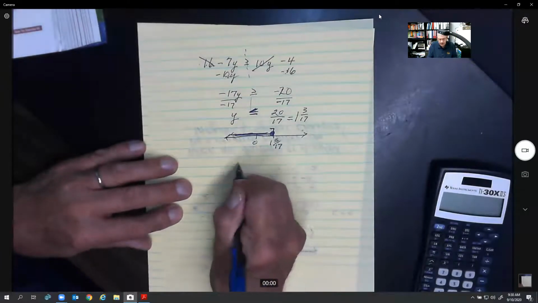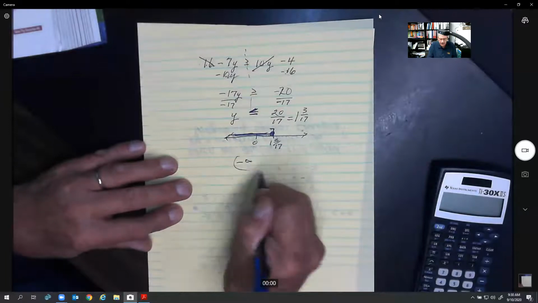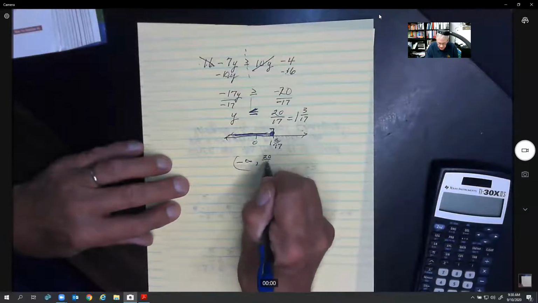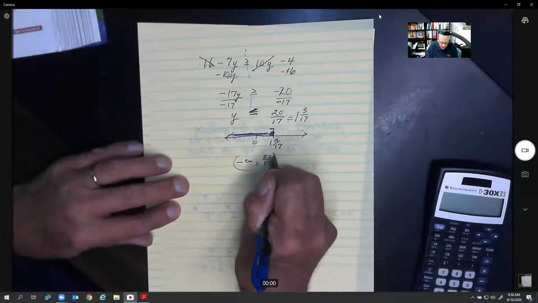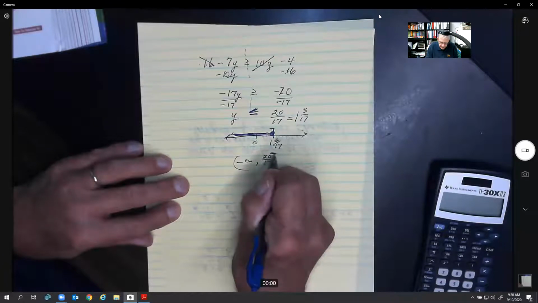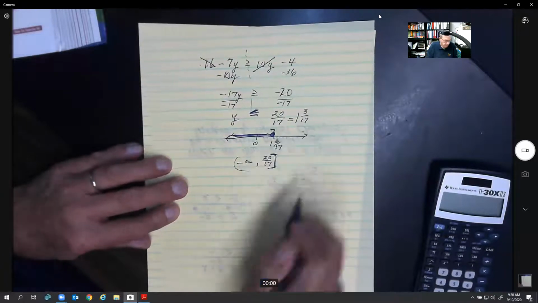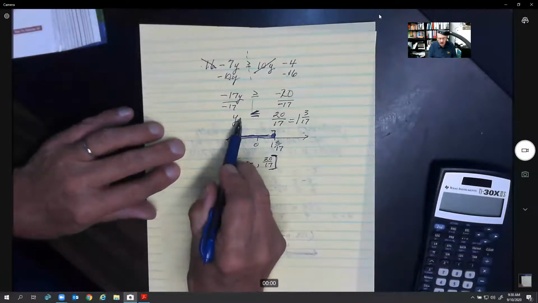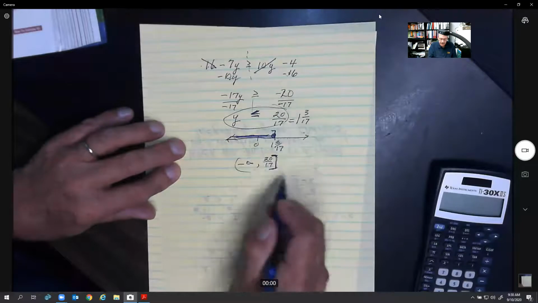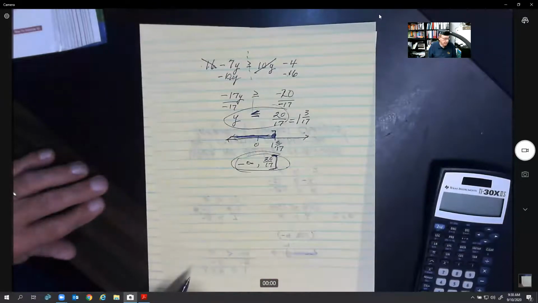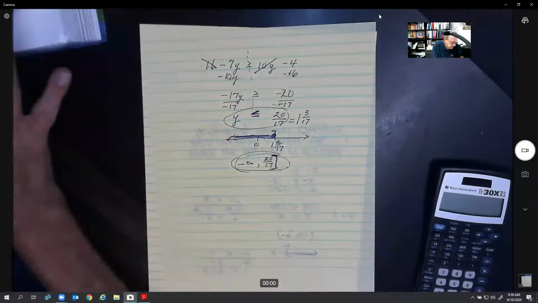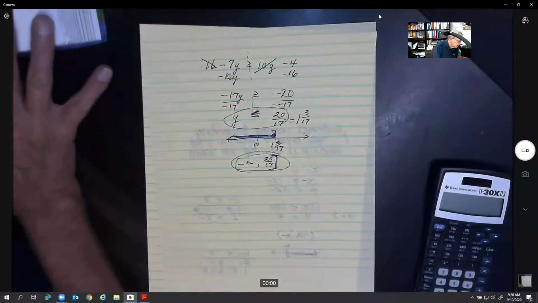And if I write it in interval notation, it starts at negative infinity, and that's it. I'm just going to write 20/17 like that. And does it end exactly there? Yes. So this is solid like that. So this is set notation. This is interval notation. All right, let's try a couple more. Let's see if we can find some hard ones here.